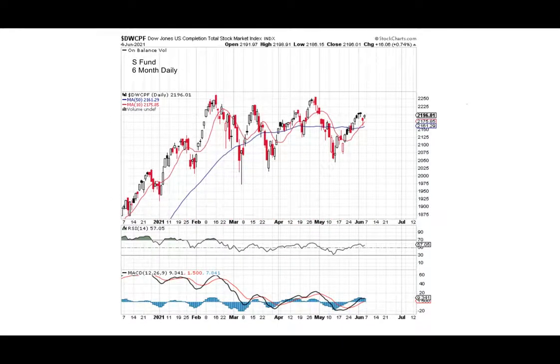S fund doesn't look any better. I mean, it had a decent move in terms of price, 0.75%. It is getting support there at the 10-day and the 50-day. That's good. The MACD, I mean, it didn't do anything based on that move on Friday. And the RSI barely ticked up a little bit on Friday. That was it. So not a very powerful move on the S fund.